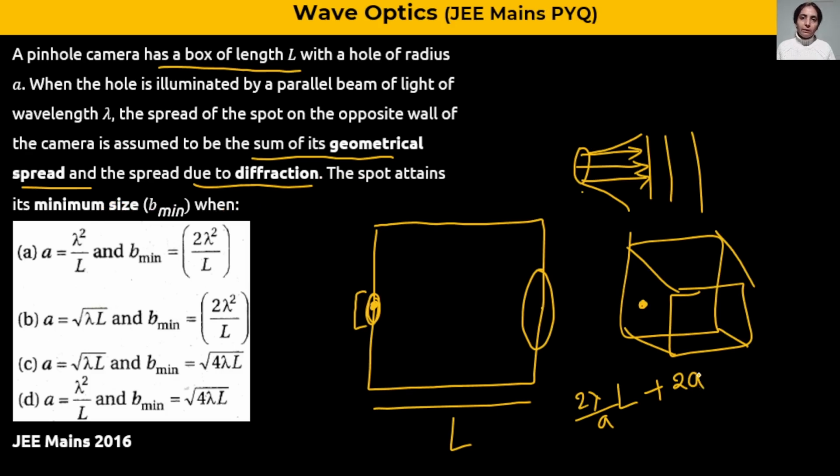Now the spot attains its minimum size, b minimum, when... So what will be the value of b minimum? Now see, what do we need to change? The spread of a spot on the opposite wall is assumed to be this and this. The spot attains its minimum value when... So for it to be minimum, what can we do? Something we need to consider as a variable. Let us check carefully.